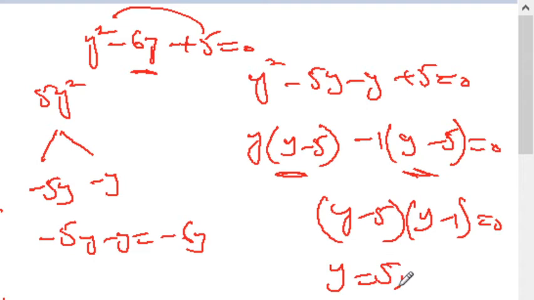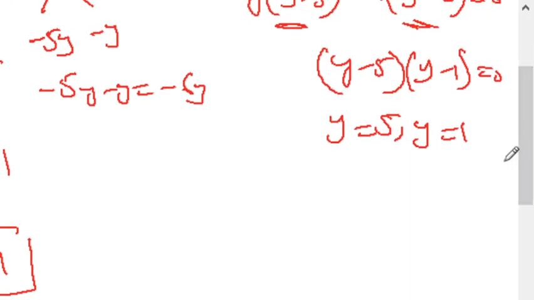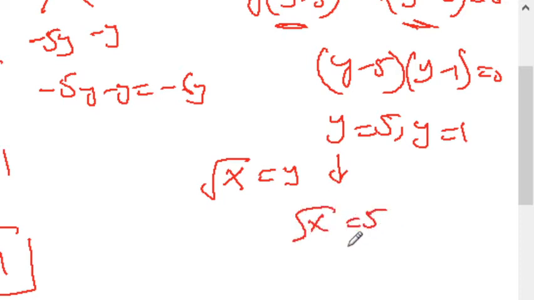So y is equal to 5 and y is equal to 1. That's the thing. But this is not the answer. Some students make a mistake. They give this as the answer. This is not the answer. We took root x equal to y. So replace y with root x: root x is 5. Now we need the value of x, not root x. Similarly here, root x is equal to 1.